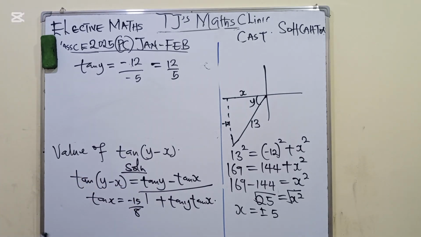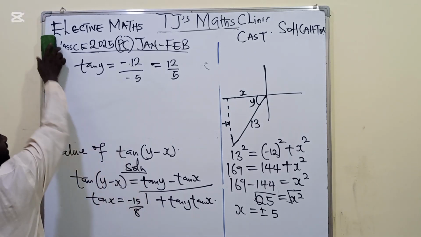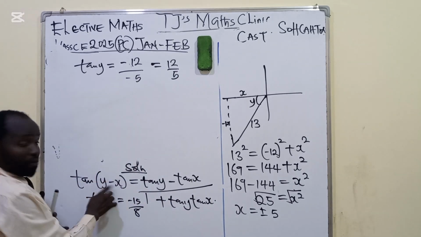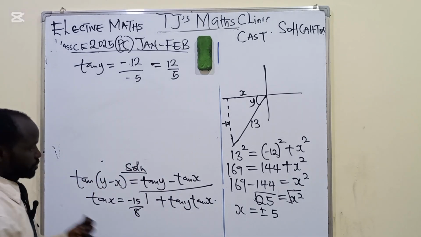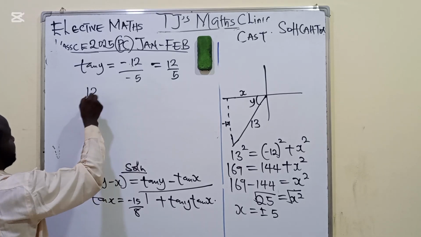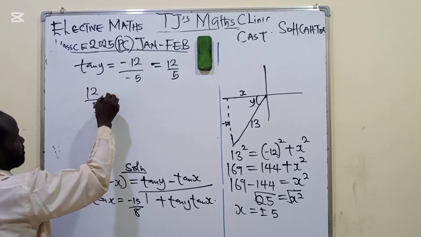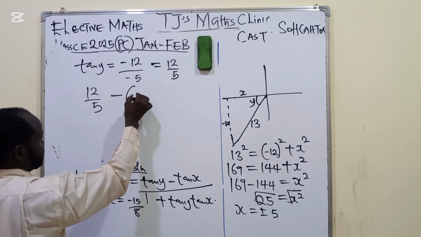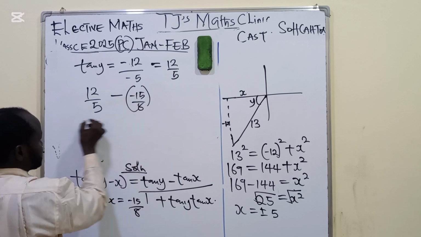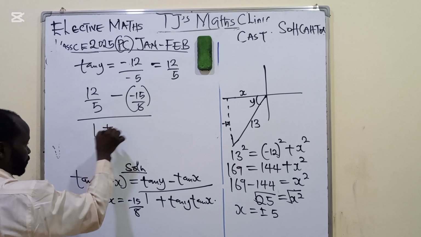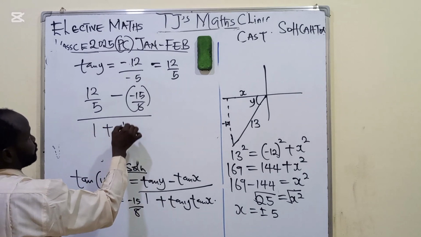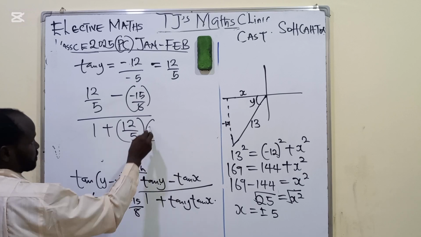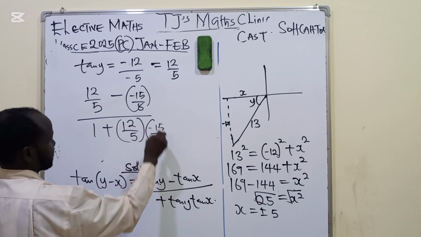The next thing for us to do is to substitute into this formula. Recall that tan(y minus x) is equals to this. Let's substitute. tan y is 12 divided by 5, minus tan x, which is minus 15 divided by 8, all divided by 1 plus tan y, which is 12 divided by 5, multiplied by tan x, which is minus 15 divided by 8.